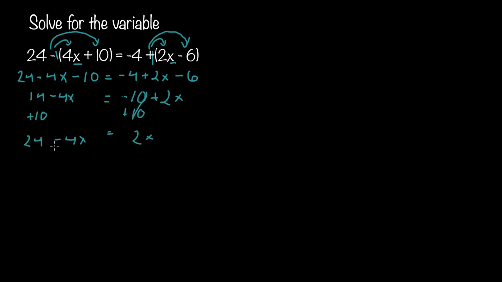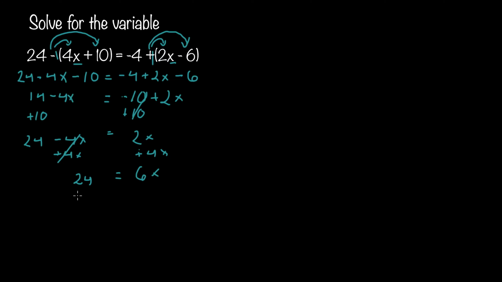Now, let's look to move this negative 4x and make it a positive. So we're going to add 4x to both sides. So now we're looking at 24. This negative 4x canceled with this 4x. 4x plus 2x, isn't that just 6x?